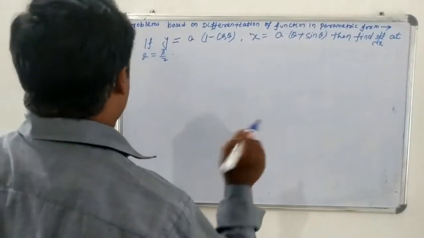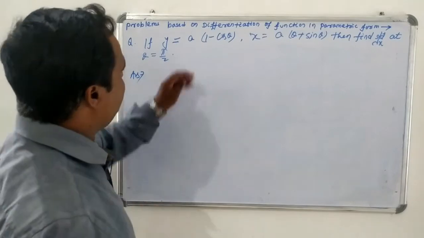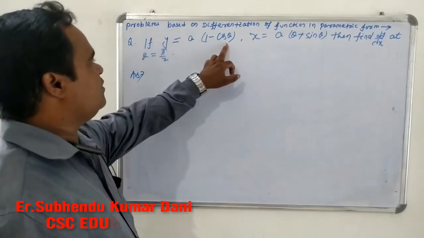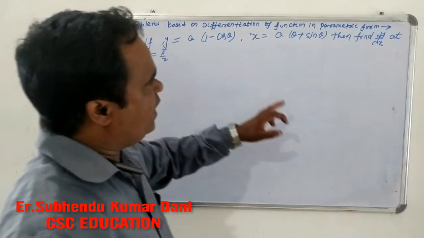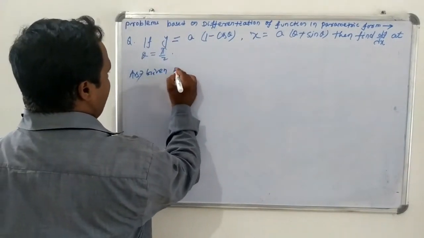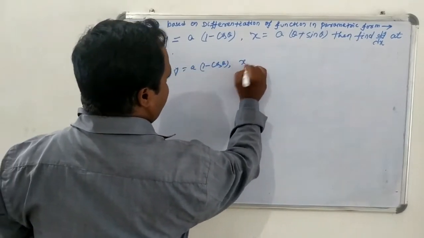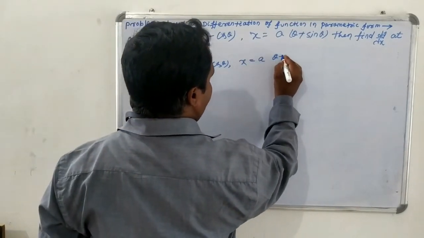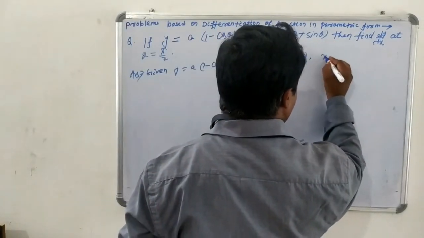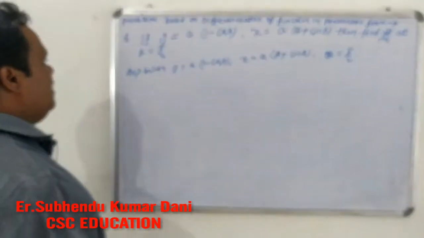Alright. Now, given your question here, it is in parametric form because y is a function of theta and x is a function of theta, so we have to find dy by dx. The given data is y equals a(1 minus cos theta), x equals a(theta plus sin theta). Another given is theta equals pi by 2.